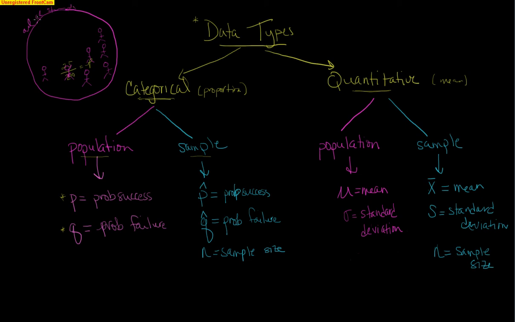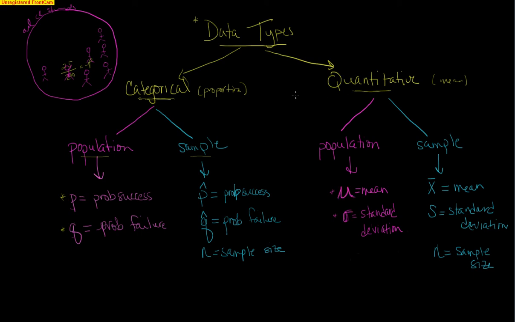Okay, that's a population. In populations, if you are talking about categorical data, we have a population percentage of successes and a population percentage of failures. We have a population mean and we have a population standard deviation. And these are the symbols that you're pretty comfortable with, your mean and standard deviation.